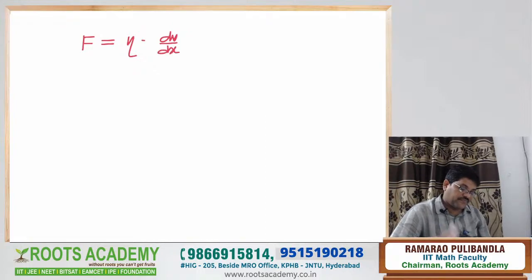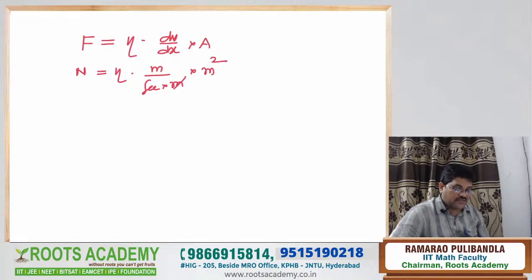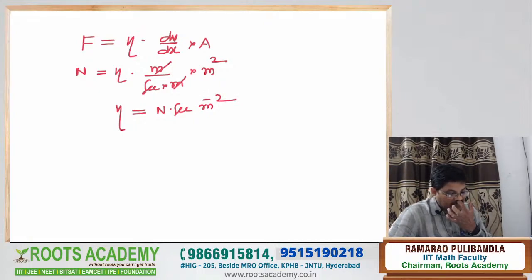Right. Now here, force is what? Newtons. Velocity means meters per second. Distance means meters. And one more thing, into area of contact. Area of contact is meters square. Now it comes. Very good. So therefore eta is equal to what? Newton second meter power minus 2. Very good. That's exactly correct.